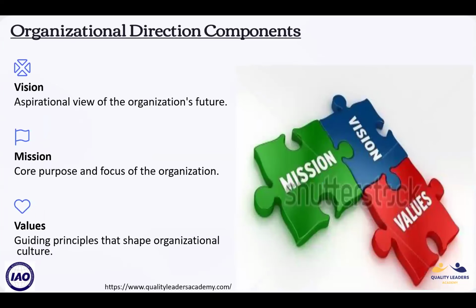Now, what are the three pillars of organizational direction? These are vision, mission, and values. Vision is the aspirational view of an organization's future. That is, what do we want to become or where do we want to be in future. That's vision. Mission for an organization is the core purpose and focus of the organization. This is what we do to reach the vision, right? And values are the guiding principles that shape the organizational culture.